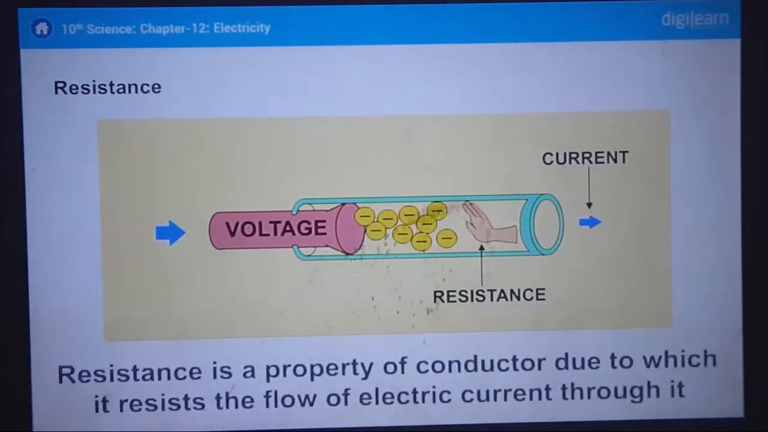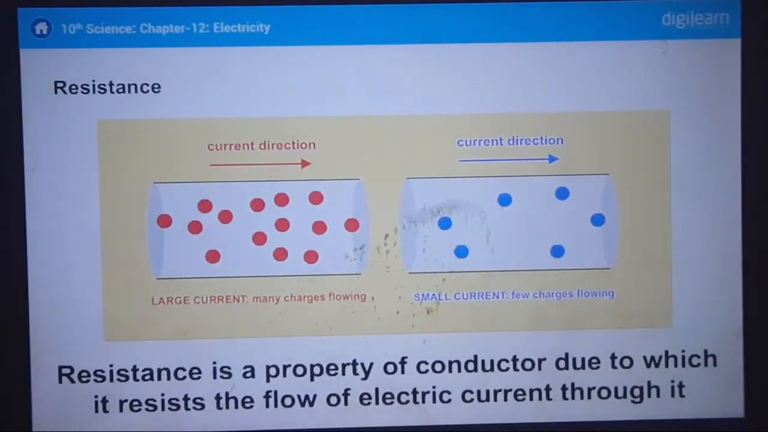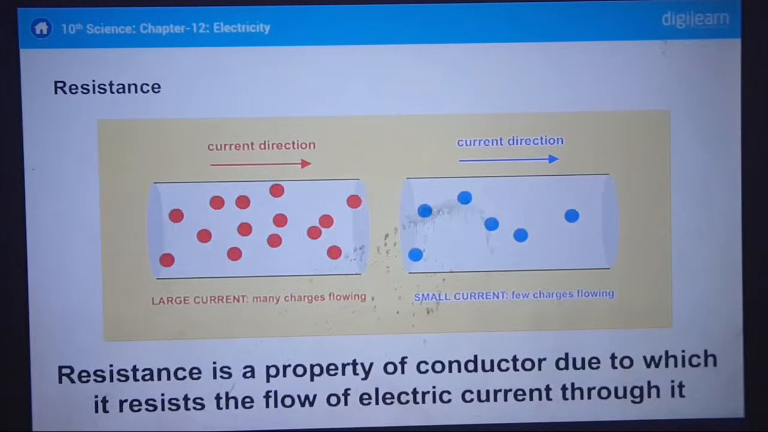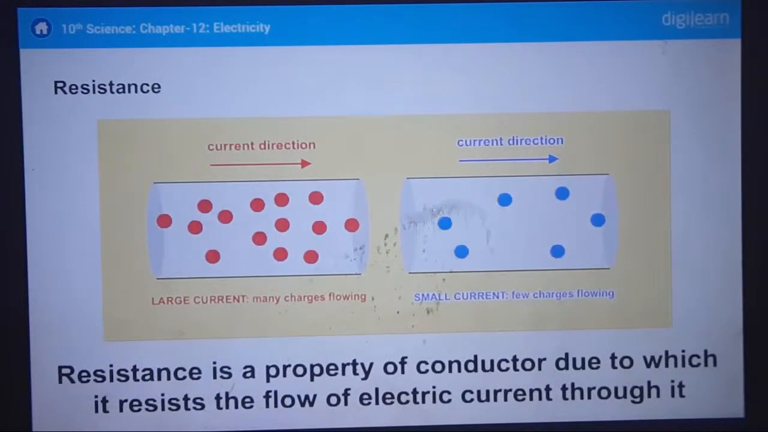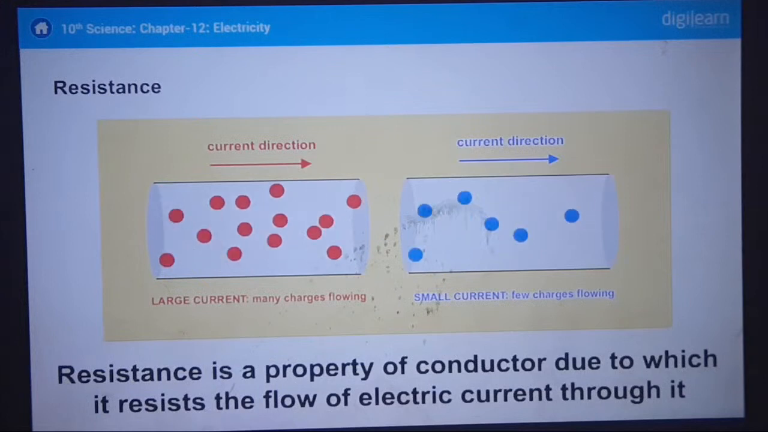Resistance. Resistance is a property of a conductor due to which it resists the flow of electric current through it. A component that is used to resist the flow of electric current in a circuit is called a resistor. In practical applications, resistors are used to increase or decrease the electric current.